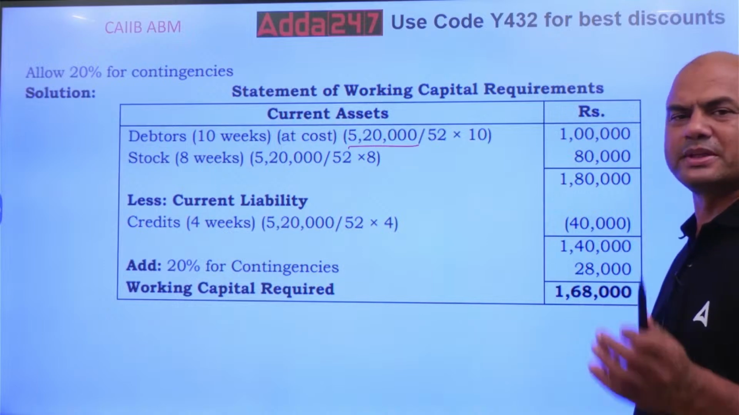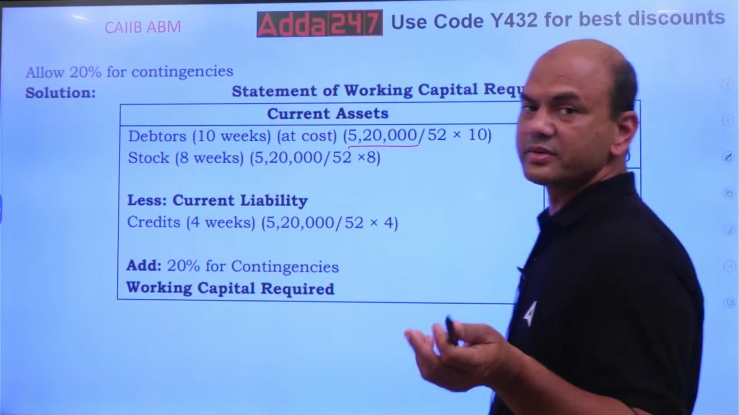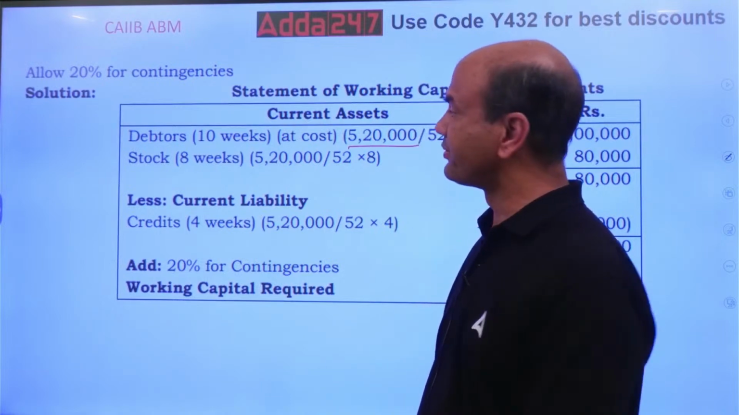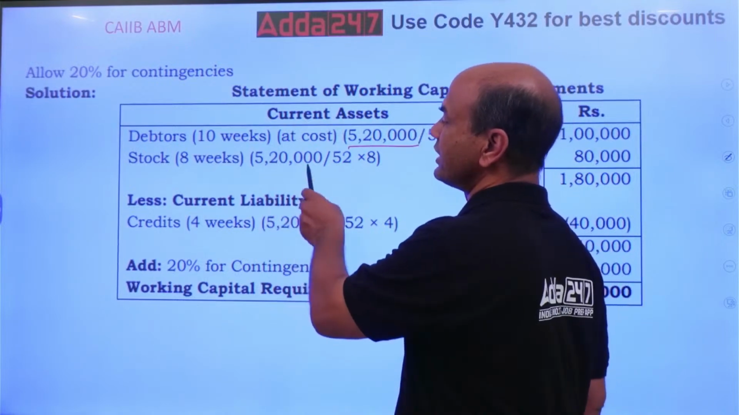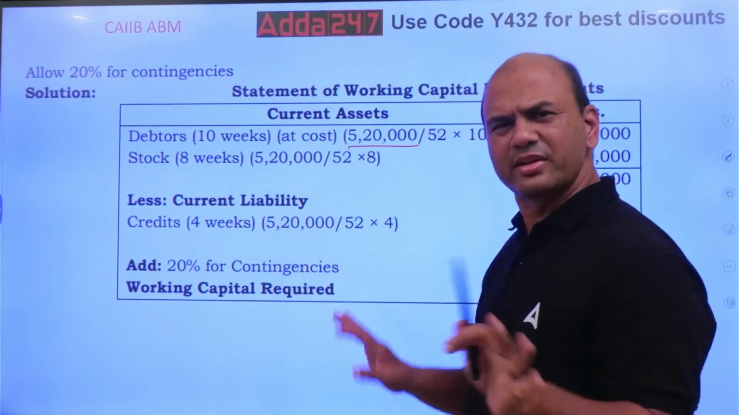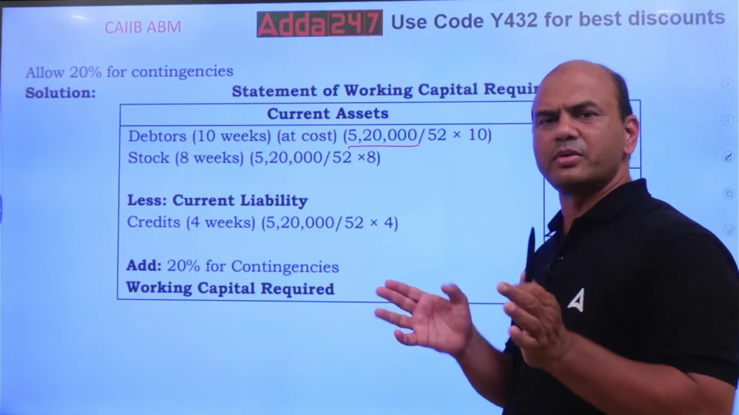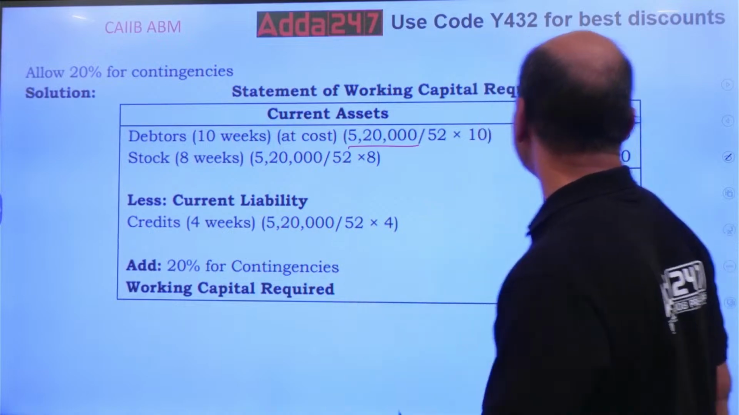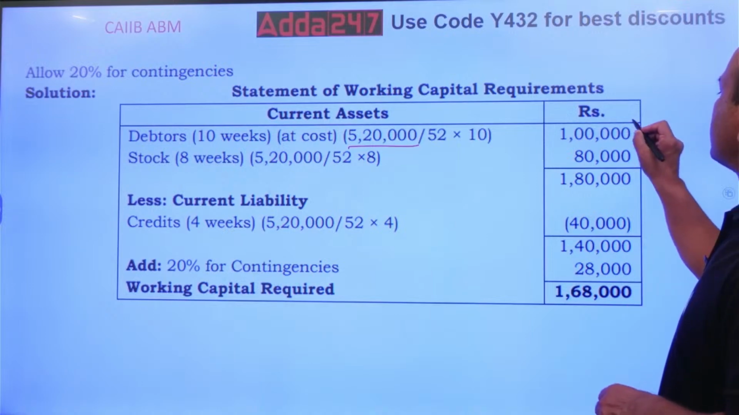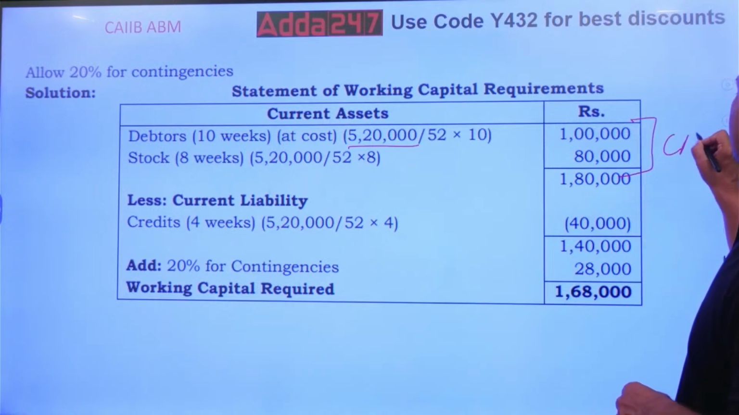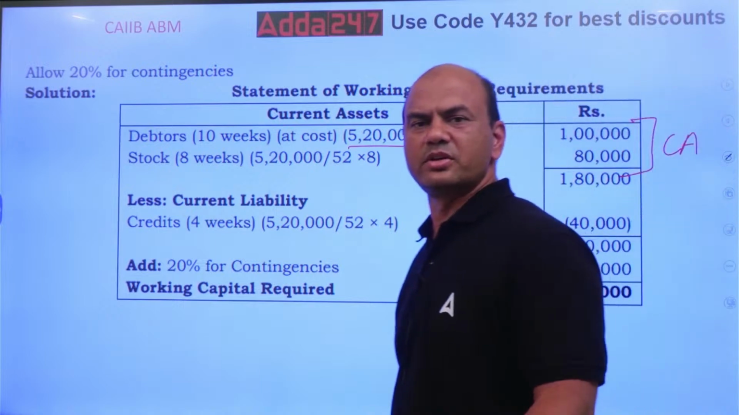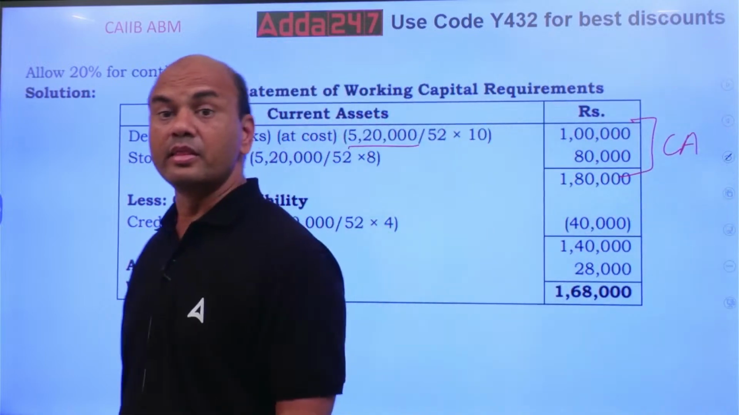Similarly now, stock plus debtors. Now stock, inventory. What is given? 8 weeks. I told you, remember the figures? 8 weeks. So 5,20,000 upon 52 into 8. Same. Now the model doesn't change. Once you fit the model, it goes on. So you'll get it as 80,000. So this you got as current assets, stock plus debtors. Prepaid is not given, cash is not given. So leave it.